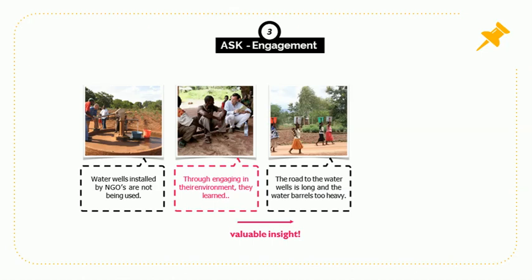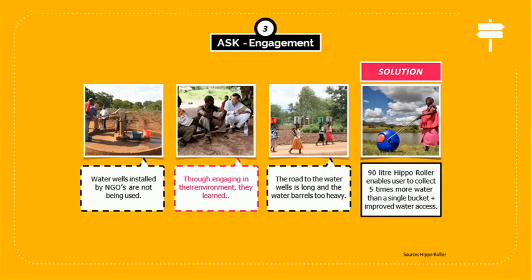And what was the solution? What do you think? Let's see what you think, and you should comment on it also before moving to the next slide. So the solution over here, you might have seen over the internet, they have generated a 90-liter HIPPO roller that enables users to collect 5 times more water than a single bucket, and it improved the water access, and they just easily roll it over all the places back to the home, and they can store it for a long time. Also the contamination of the water was less through this one.